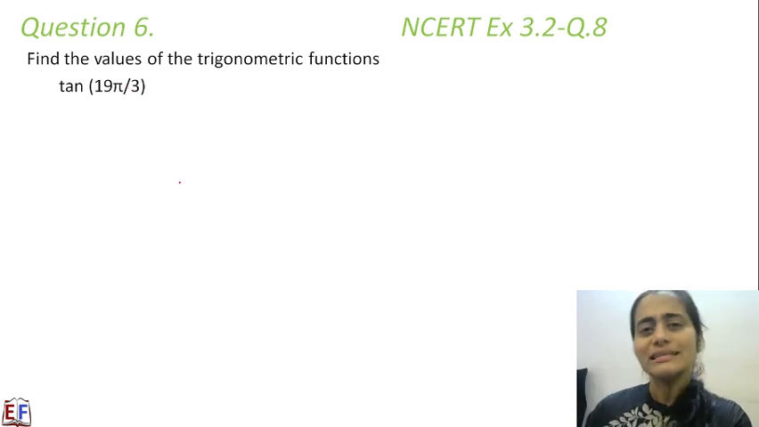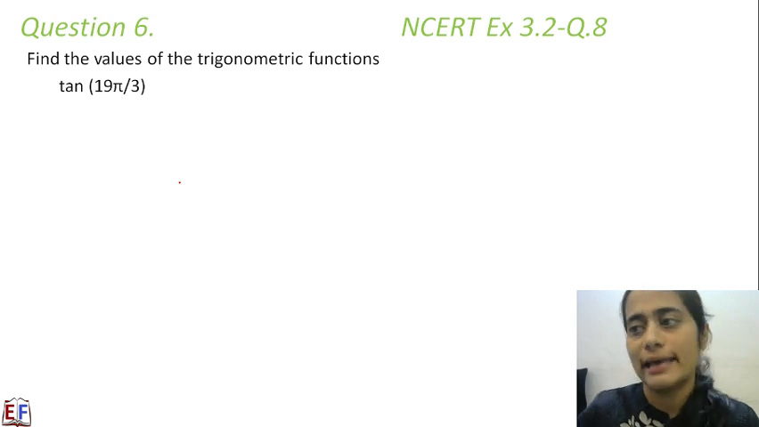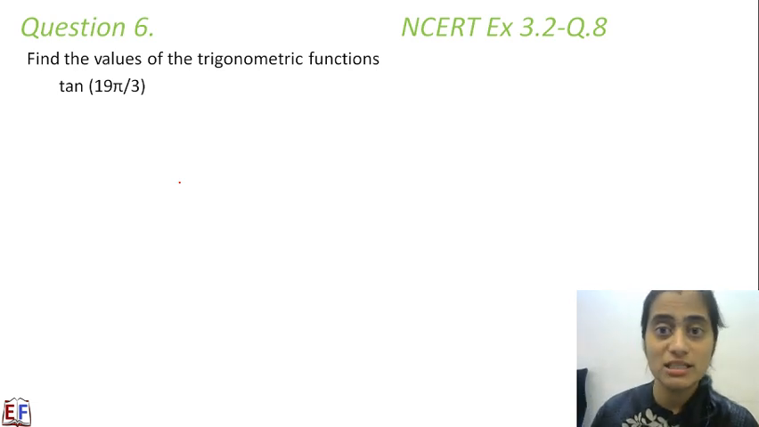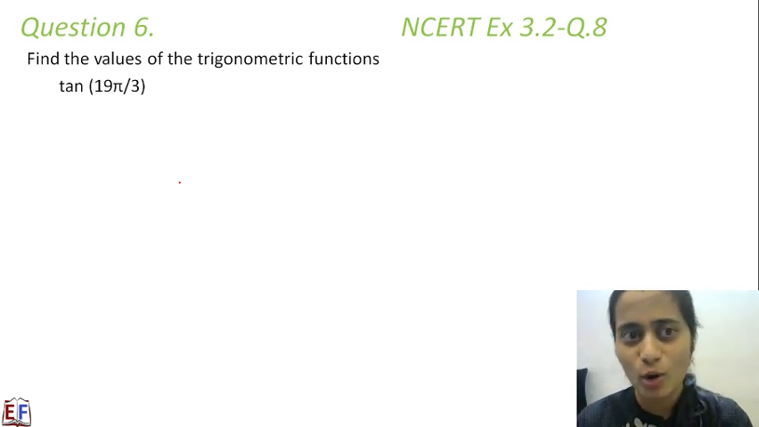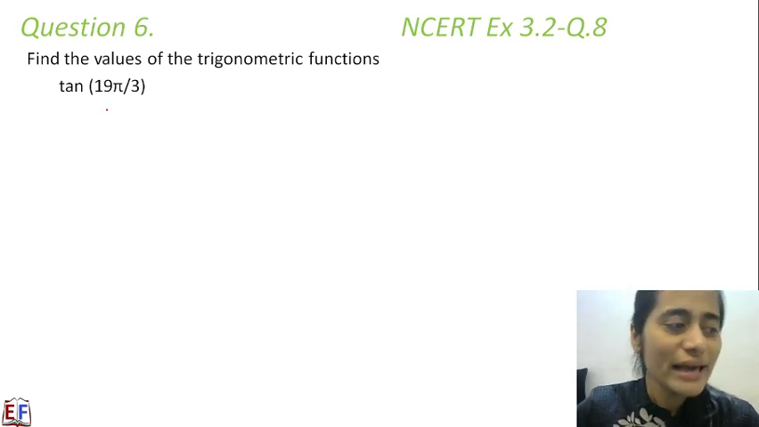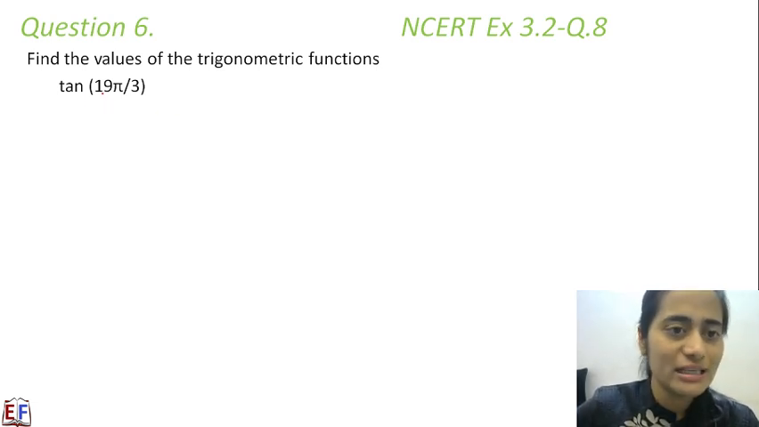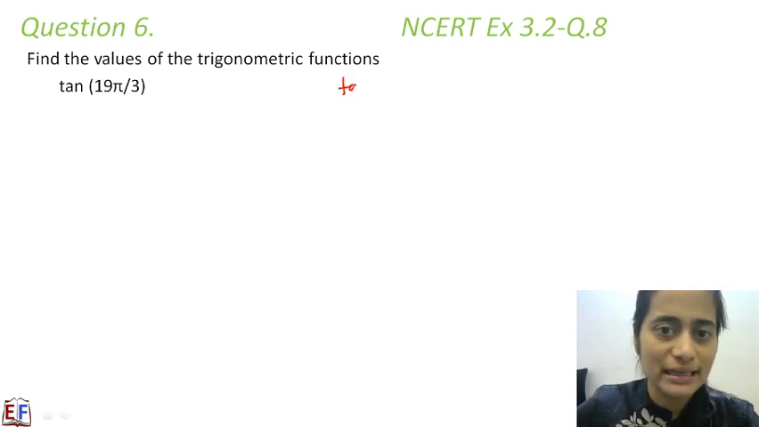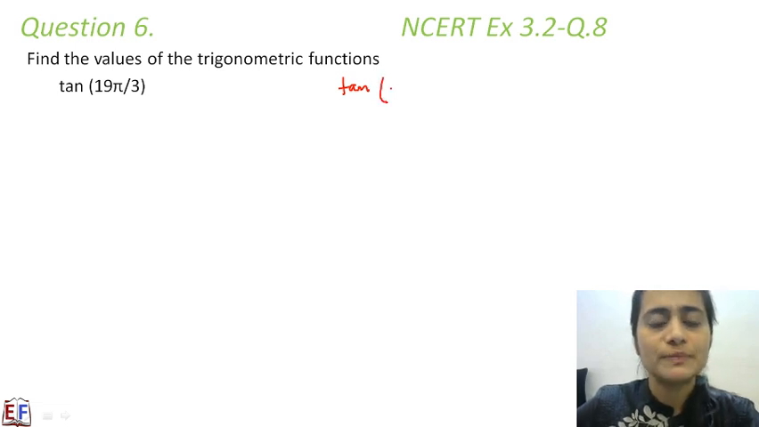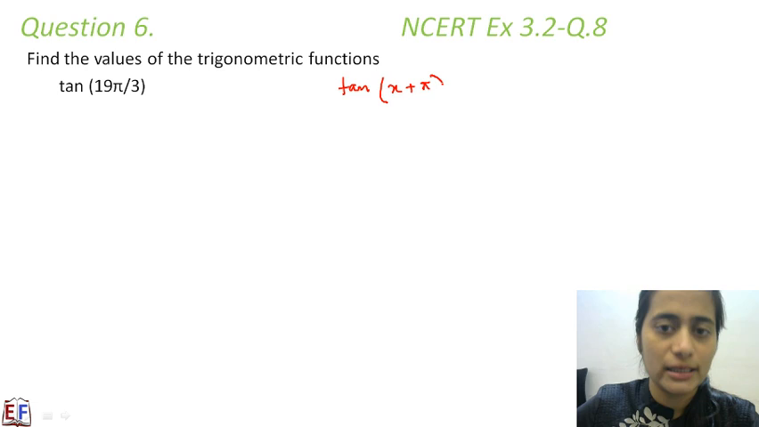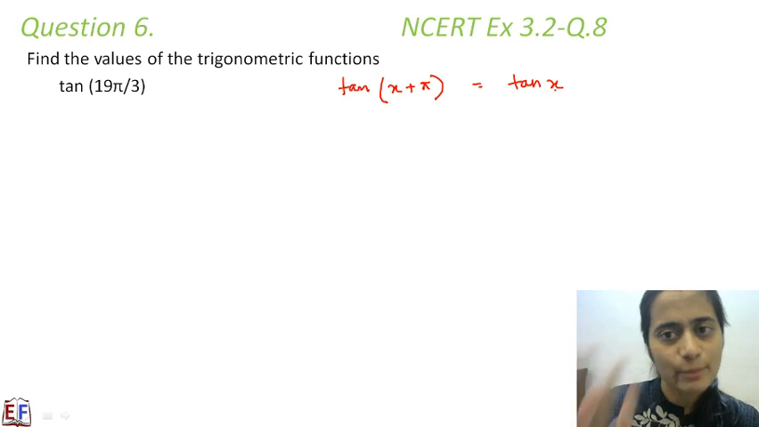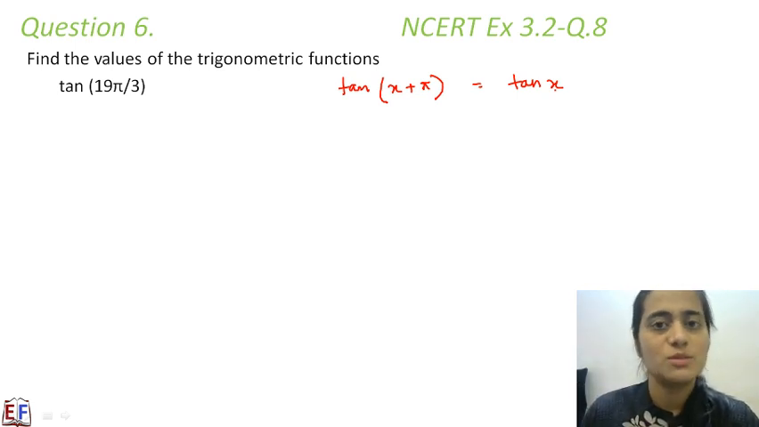We'll see what we know about the function tan x. First we have to understand what we know, what information we have, so that we know what modifications we can make. We have learned that the function tan theta repeats its values after every interval of pi, which means tan of x plus pi is equal to tan x. That means after every pi interval, the value of tan x becomes the same. This is a property of tan theta.